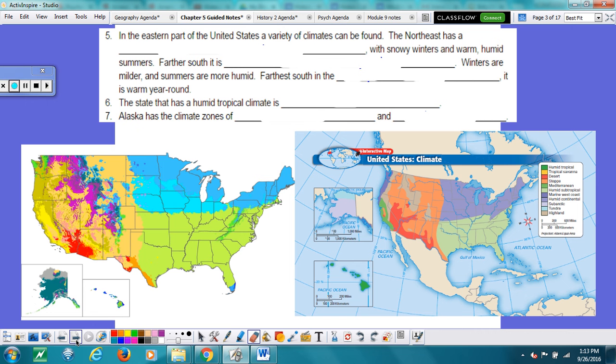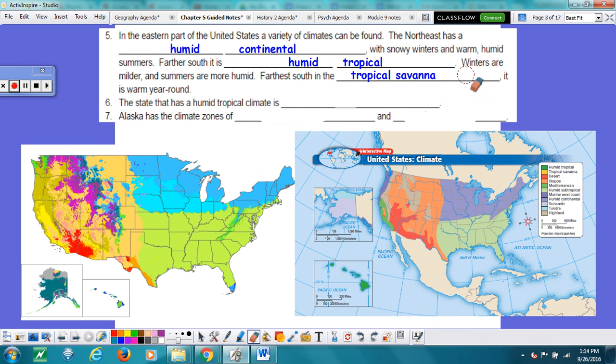Number 5, in the eastern part of the United States, there's a variety of climates that can be found. The Northeast has a humid continental climate, which is kind of like what we have here in a good portion of Nebraska, where you have snowy winters and warm, humid summers. Further south, we find a humid tropical climate or subtropical climate. Winters are milder and summers may be more humid.